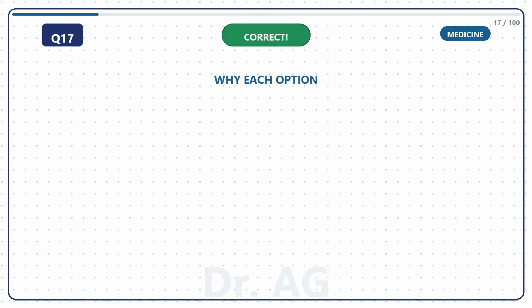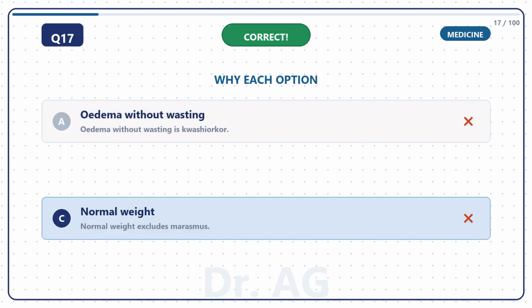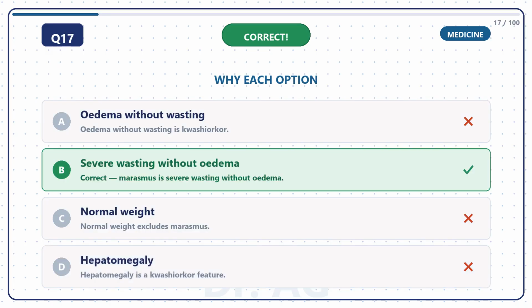Let's go through the options. Oedema without wasting. Oedema without wasting is kwashiorkor. Normal weight. Normal weight excludes marasmus. Hepatomegaly. Hepatomegaly is a kwashiorkor feature. And the correct answer is severe wasting without oedema.